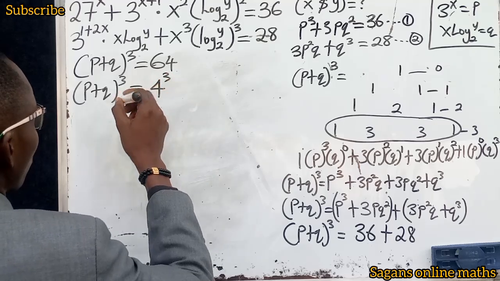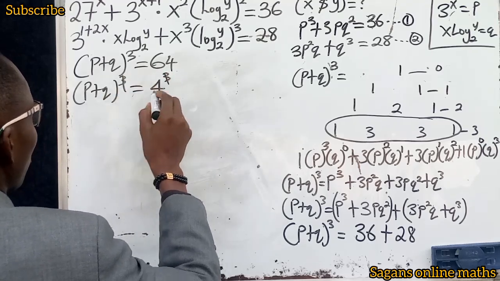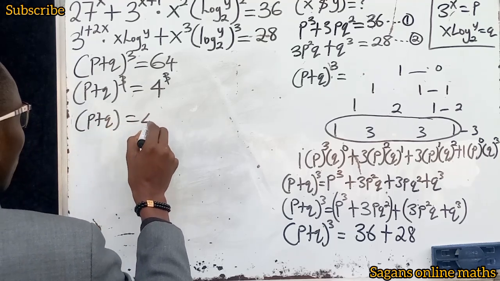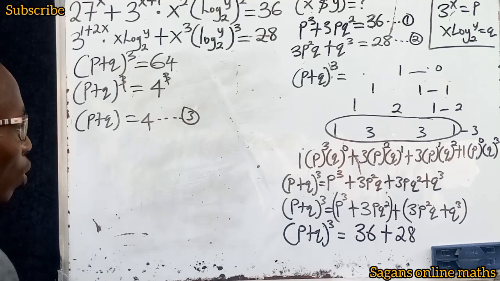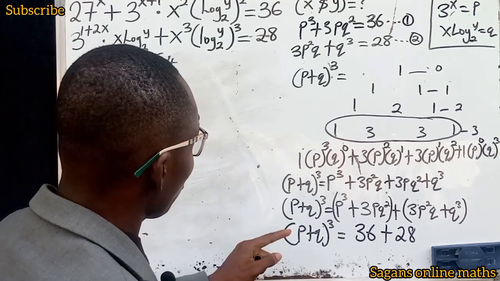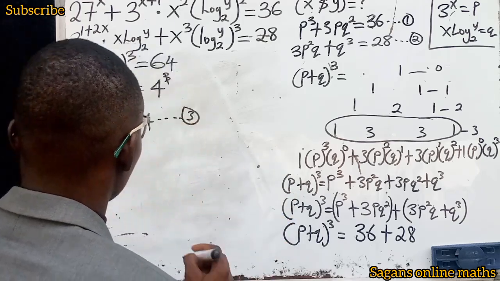You can see, since the powers are the same, we can equate the bases. So this can go, so that p plus q equals 4. You can call this equation 3. Wow. Now, since we used addition here, let's use a subtraction sign so we can have another equation.